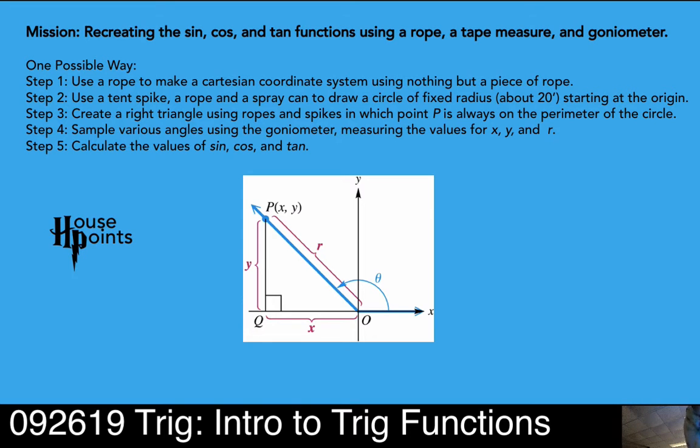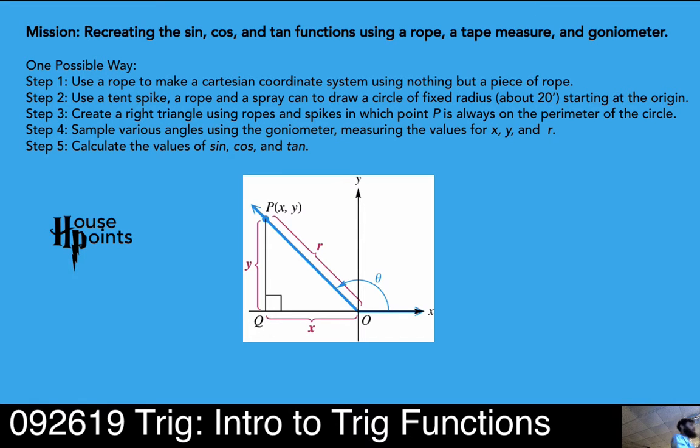But the original geometers did not have calculators. They had tables of these values that they would look up. They would just look up for 60 degrees, what's the ratio of the rise and the run? And they would look it up in the table.